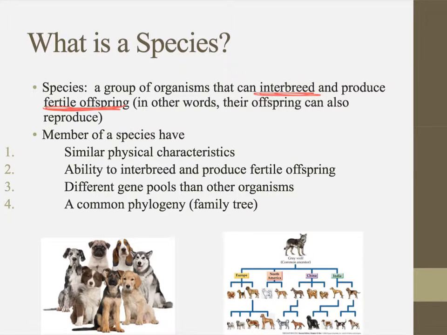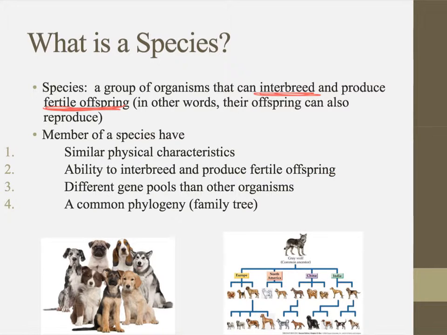Okay, so dogs are actually all of the same species. They may look really different, they may be different sizes, have different shapes, fur colors, etc. Okay, but all dogs can interbreed and produce fertile offspring. Now, members of the same species usually have some common physical characteristics. So all dogs have 4 legs, and they have 2 ears, and they have furry coats, they have a tail, etc.